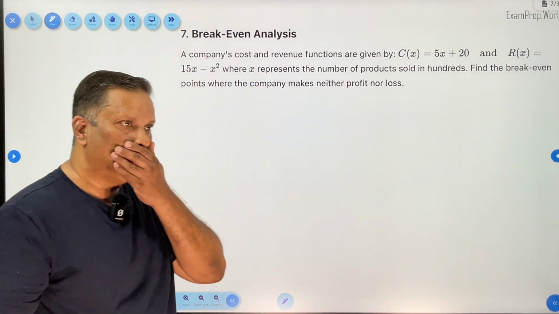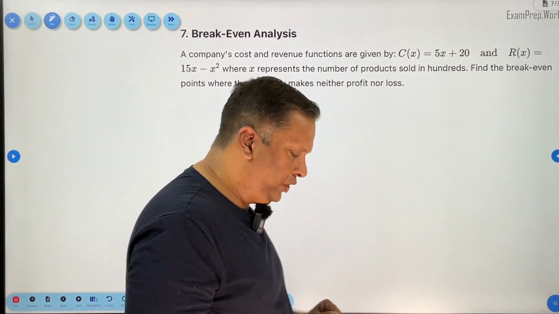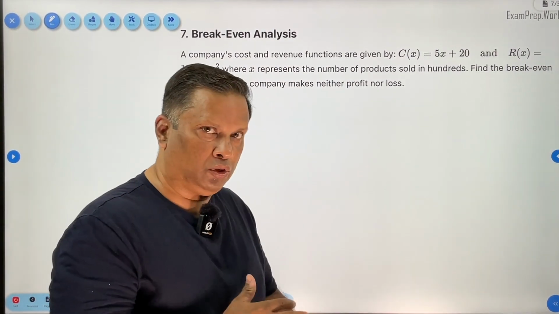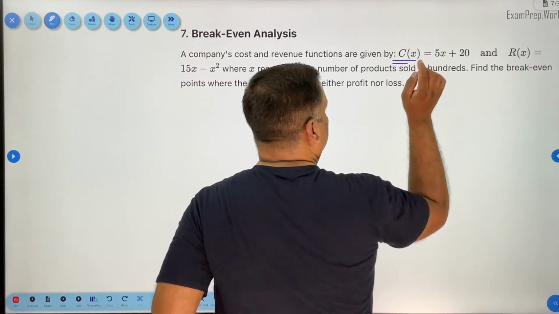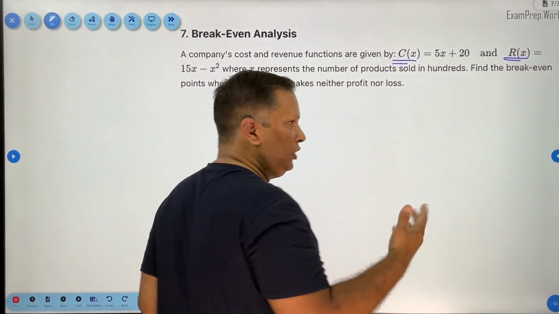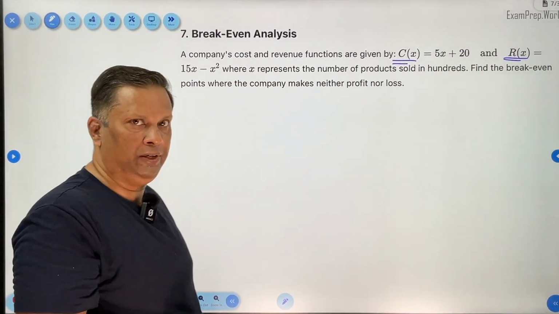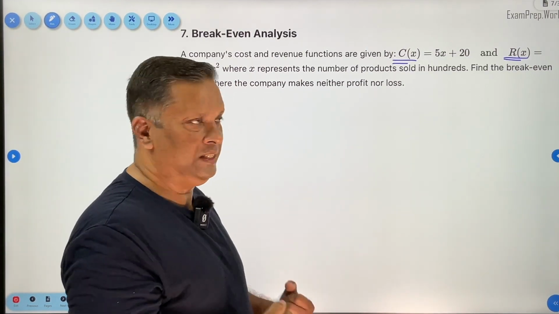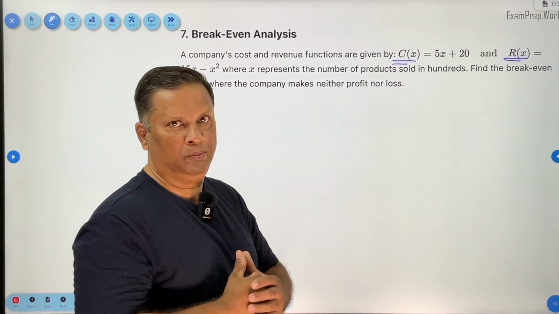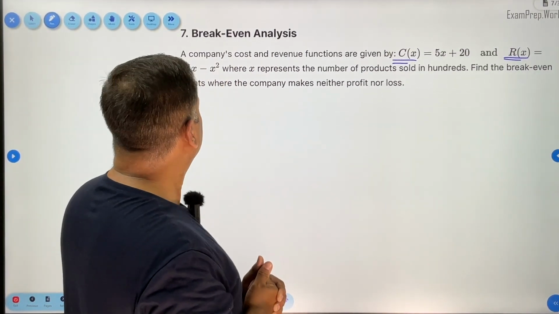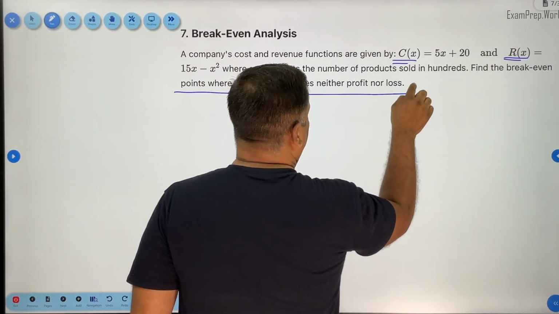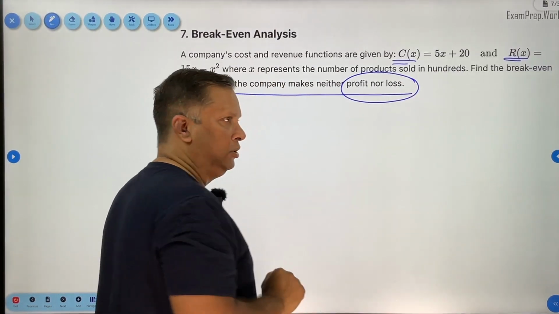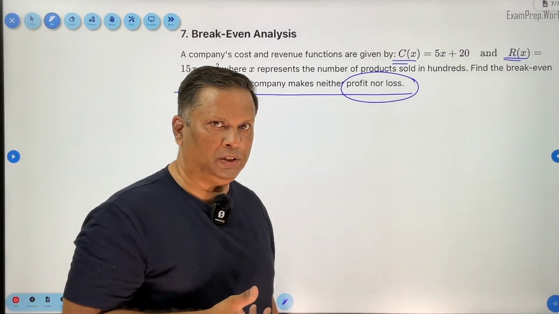Break-even analysis. Here I was talking of profit being sales minus cost. So here they have given us two functions. One is the cost function and another is the revenue function. Revenue is sales. When you sell something you get revenue, or you call it the total sales. So revenue minus cost gives us profit, and they are asking us for break-even analysis, when it neither makes any profit or loss. So we can say profit is 0 or loss is 0.